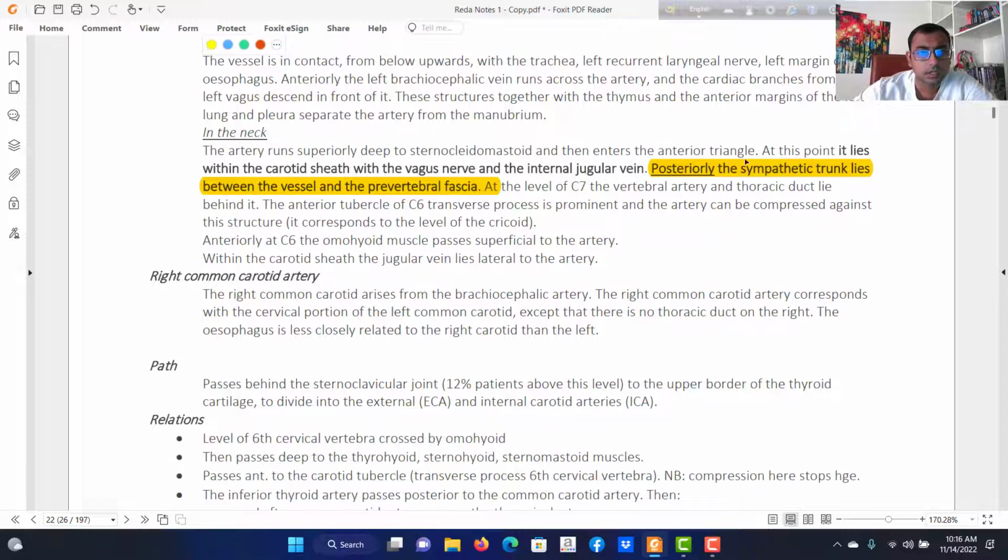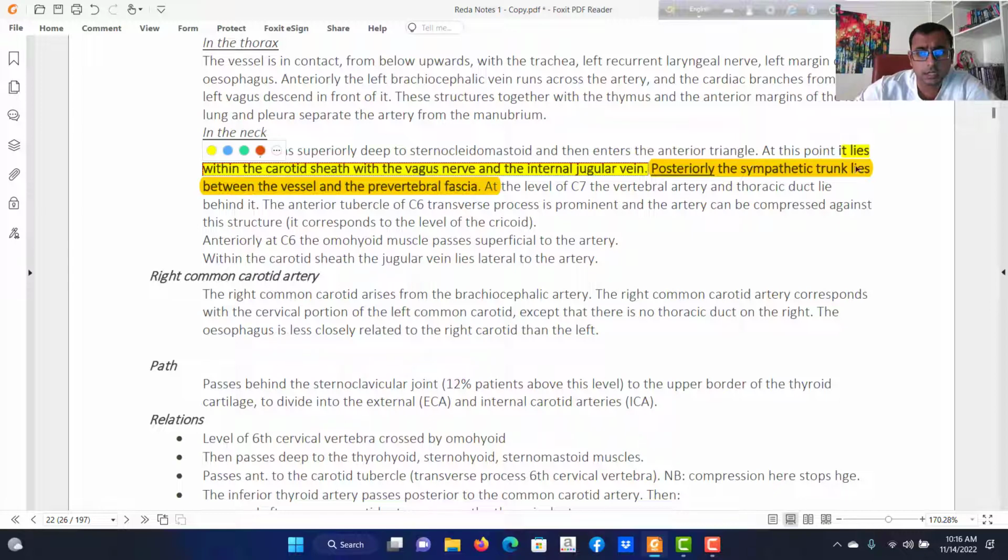And posteriorly, the sympathetic trunk lies between the vessel and the prevertebral fascia. Okay, so it's very important. It lies within the carotid sheath, along with the vagus nerve and internal jugular vein. So the vagus nerve, internal jugular vein, and most medially the internal carotid artery, and posteriorly the sympathetic nerve lies between the vessels and the prevertebral fascia.